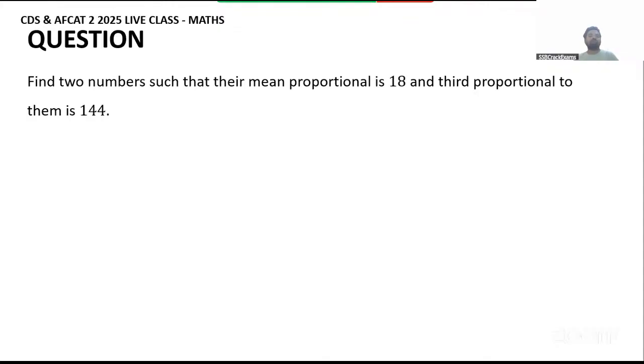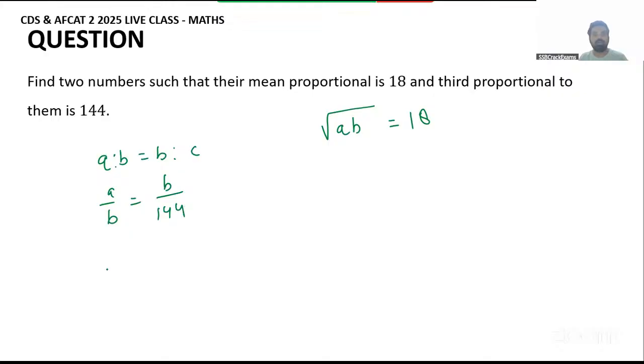Now let's move on to the next example. Find two numbers such that their mean proportion is 18. Mean proportion means, suppose the numbers are A and B, then root AB is equal to 18, and the third proportional to them is 144. It means A ratio B is equal to B ratio C, so A upon B is equal to B upon 144. It means 144 times A is equal to B square. From here we can bring out AB is equal to 18 into 18.